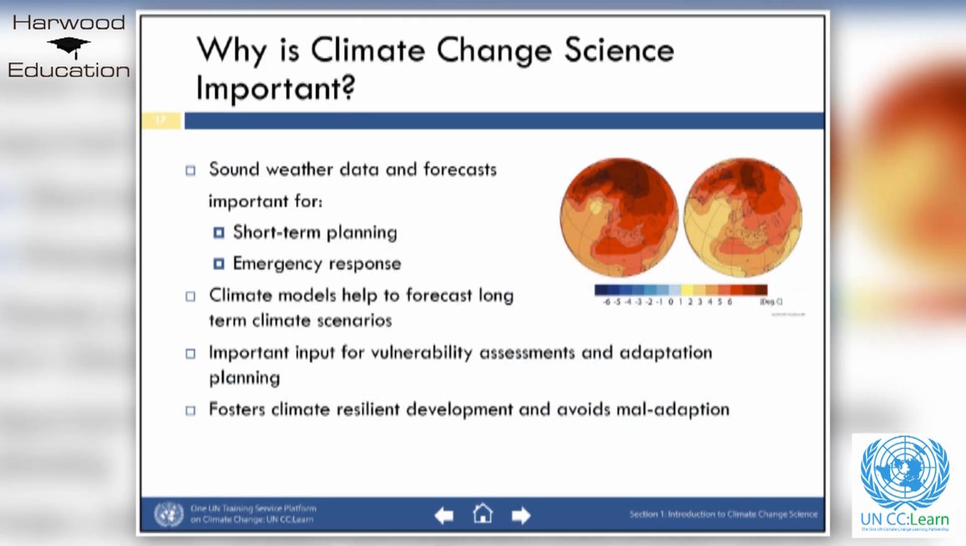Why is climate change science important? Climate change science provides important information for decision-making at various levels. For example, sound weather data and forecasts can help us determine when the best time would be to harvest our lands. It can also help us plan appropriately for emergency responses in case of climate-related hazards such as cyclones. Climate models help to forecast long-term climate scenarios and are important for proactive planning.